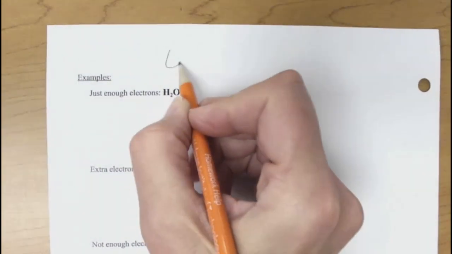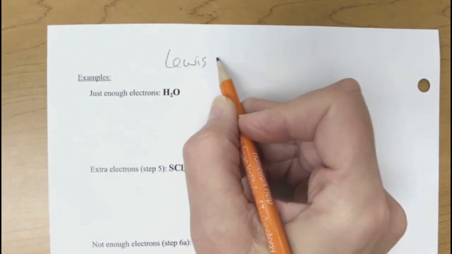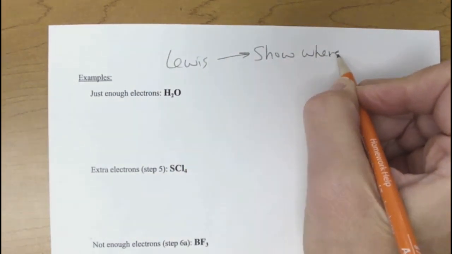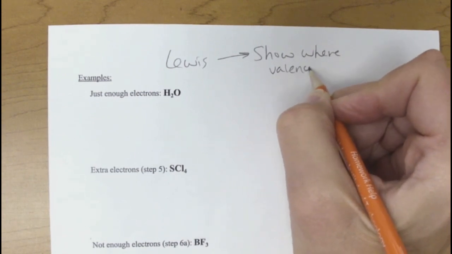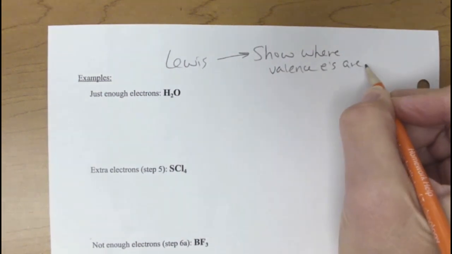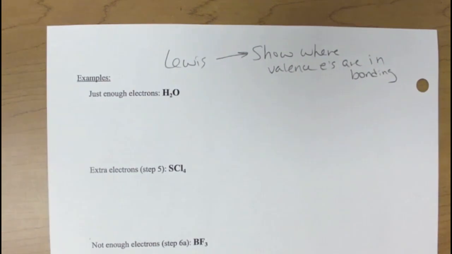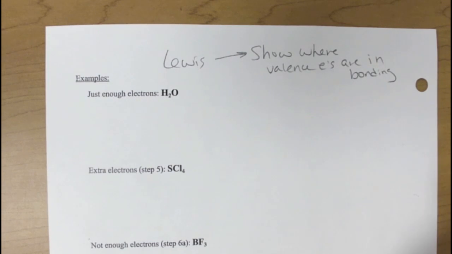Okay, so the whole purpose of Lewis structures is to show where valence electrons are in bonding. Where are all of those electrons? Are they part of bonding? Are they lone pairs on a particular atom? That's the whole purpose of this.